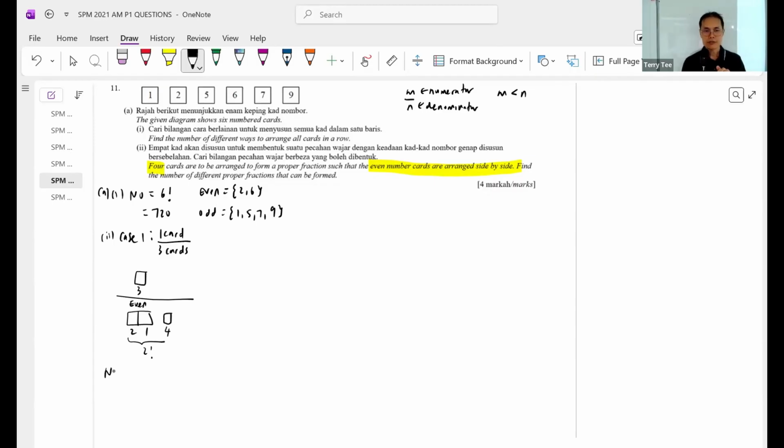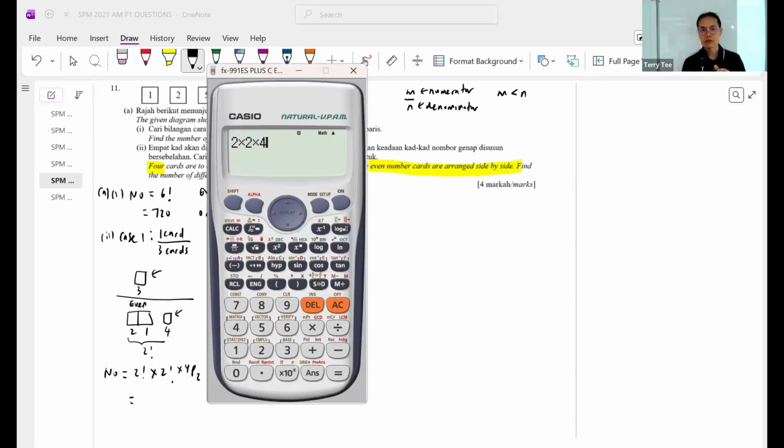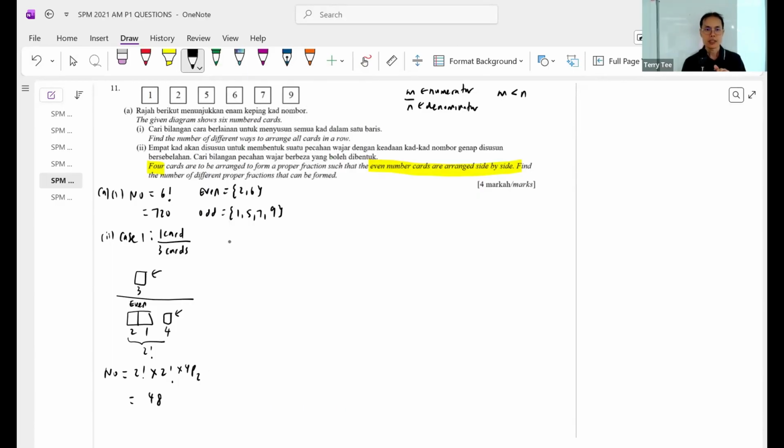Understand? So for the first case, how many options do you have? Let's do the even first: 2 factorial times 2 factorial to switch them. For the odd, you can think of it as 4p2. 4p2 means 4 arranged 2, because you want to arrange one odd here, another odd here. By the way, 4p2 is 4 times 3, so on the calculator you can write 4 times 3 also, no problem. 4p2 or 4 times 3 gives us 12, so there are 48 ways. Okay, this is case number 1. Any problem? Any issue, anyone?